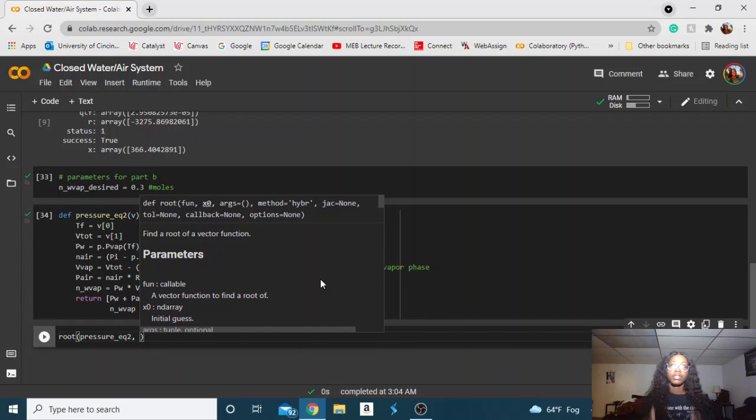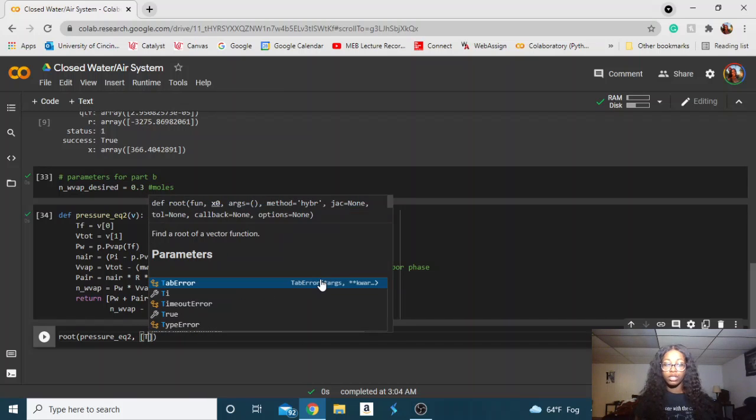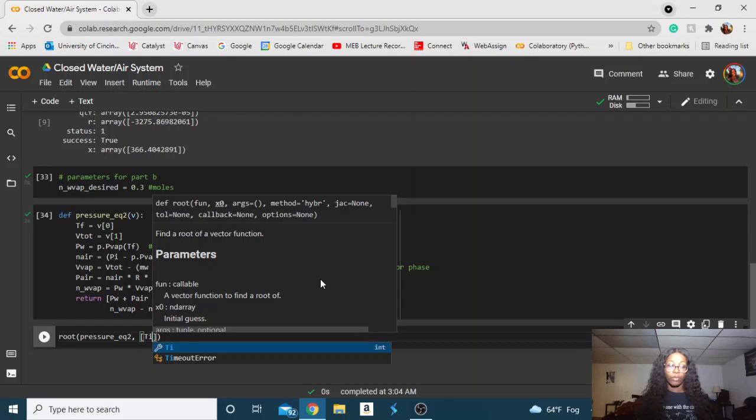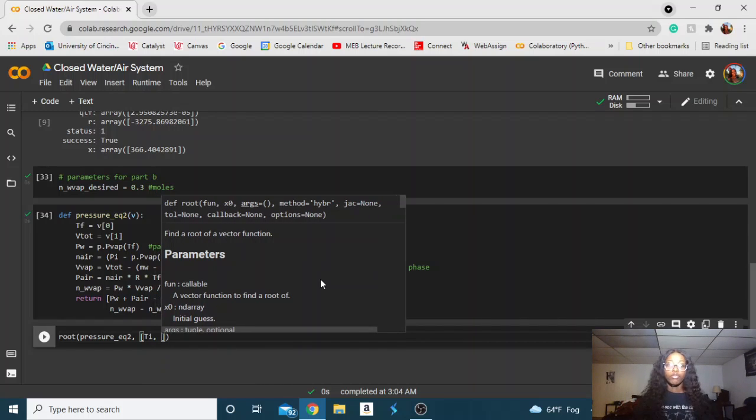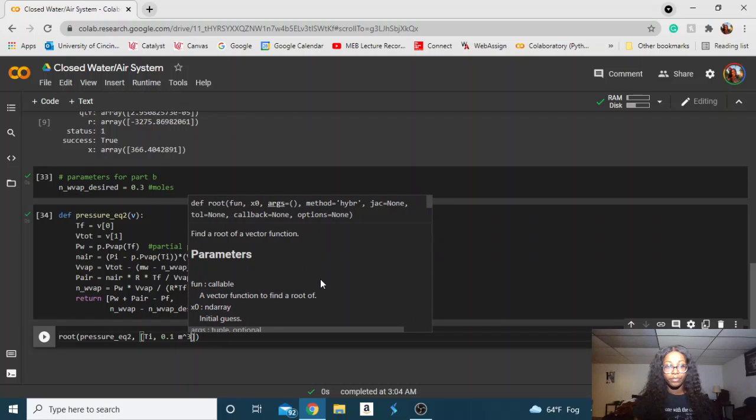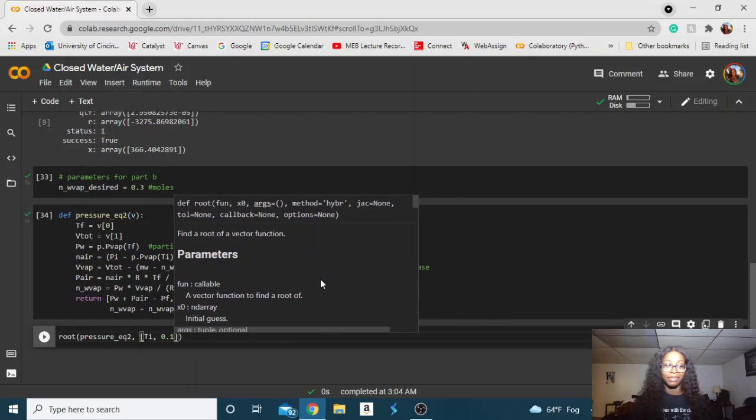And we have to supply our two initial guesses for these unknown parameters. So for the temperature value, I'm simply going to stick with what I did last time and assume the initial temperature that we started with at the beginning of the problem. And for the total volume guess, I will pick the total volume of the container in part A, which was 0.1 cubic meters. Sorry, you do not need to input the units to the root solver.